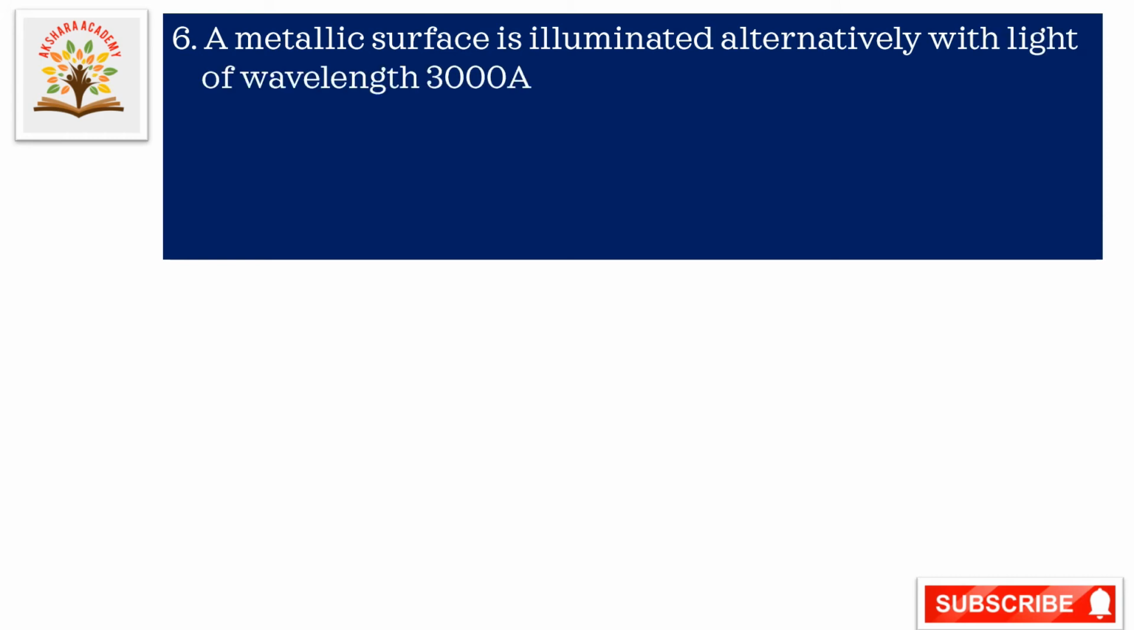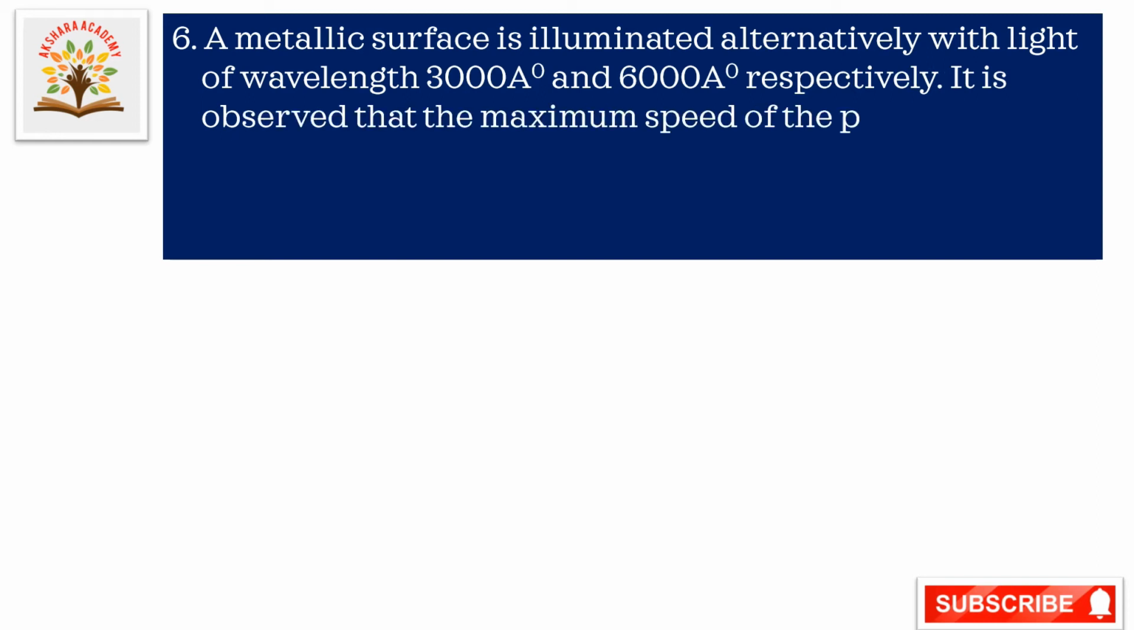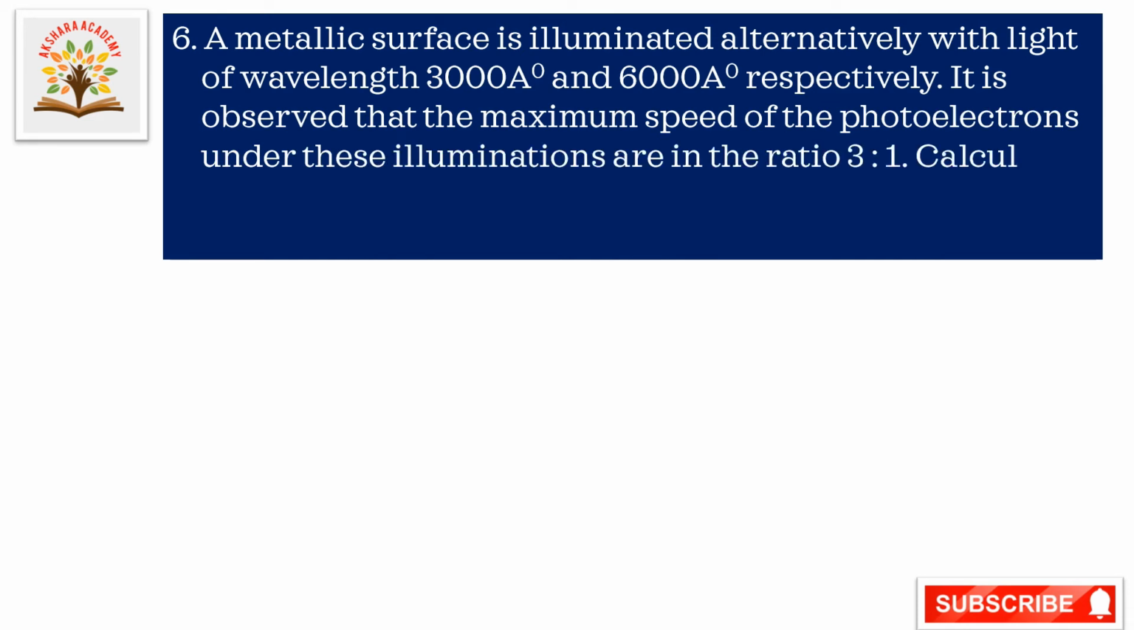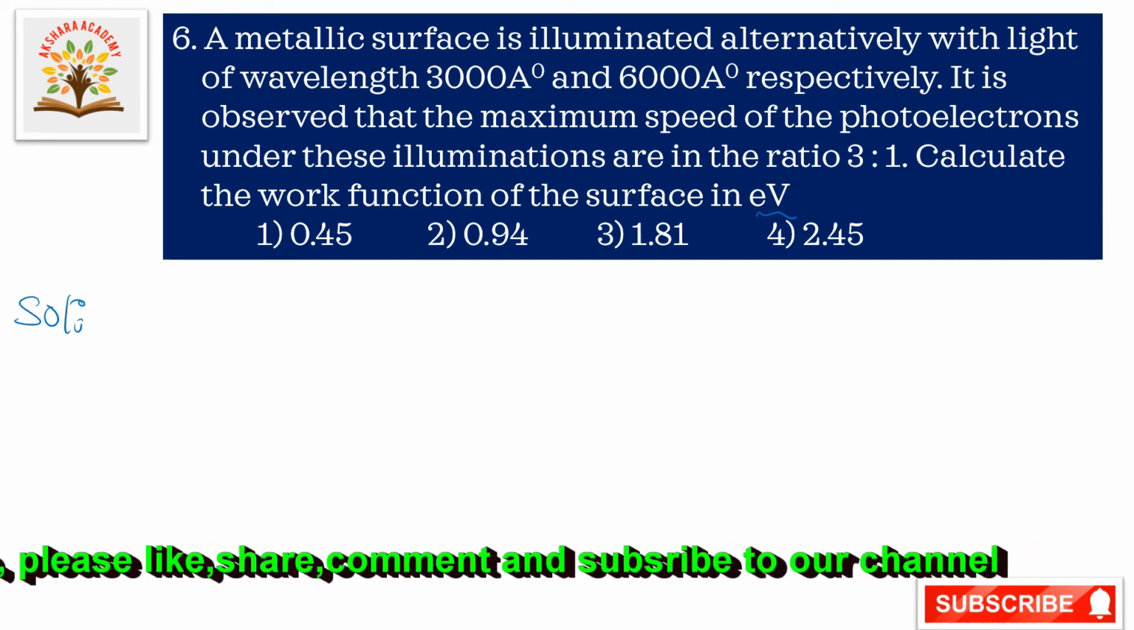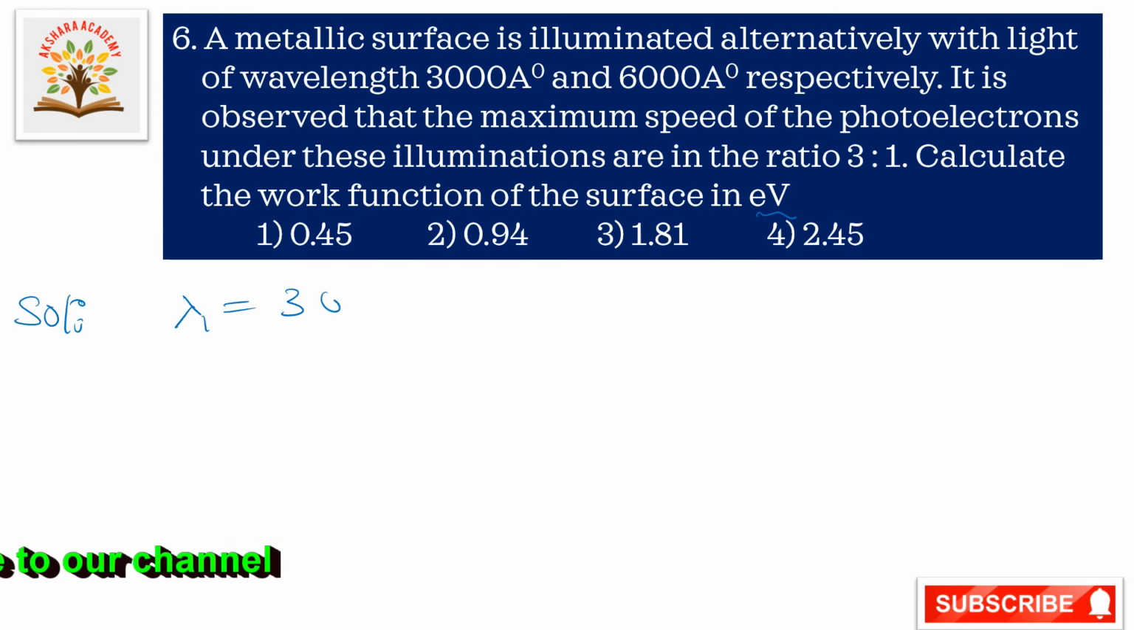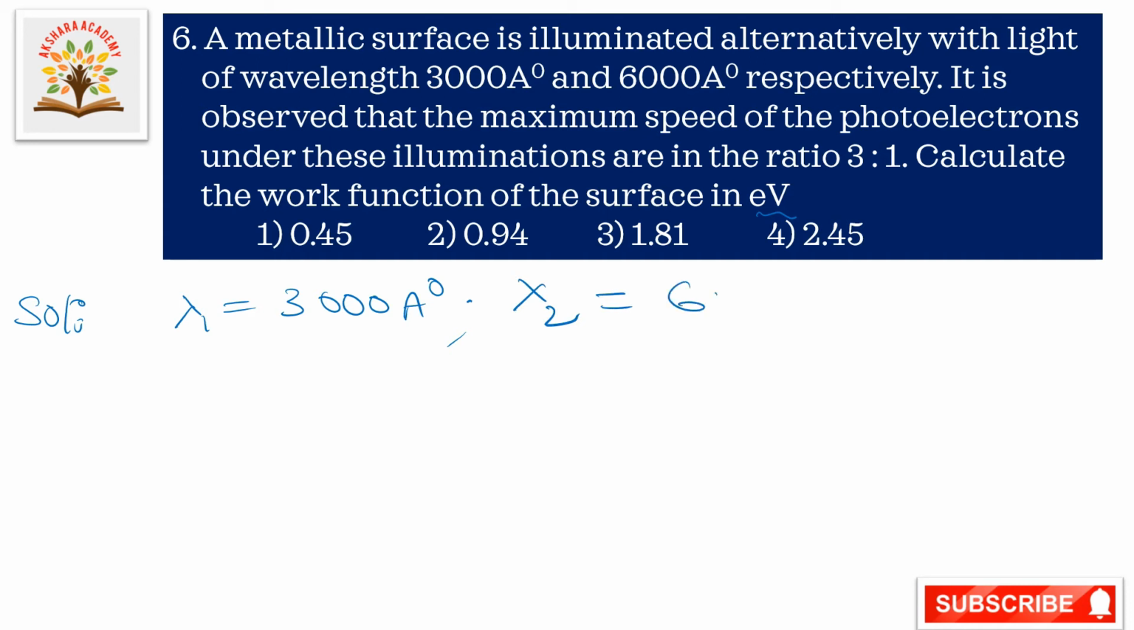In this question they have given lambda 1 is equal to 3000 Angstroms and lambda 2 is equal to 6000 Angstroms, and the ratio of speeds is given as 3:1. Here we have to calculate the work function of the surface in electron volts. Now let us go to the solution. Given lambda 1 is equal to 3000 Angstroms and lambda 2 is equal to 6000 Angstroms. V1 by V2 is equal to 3 by 1.